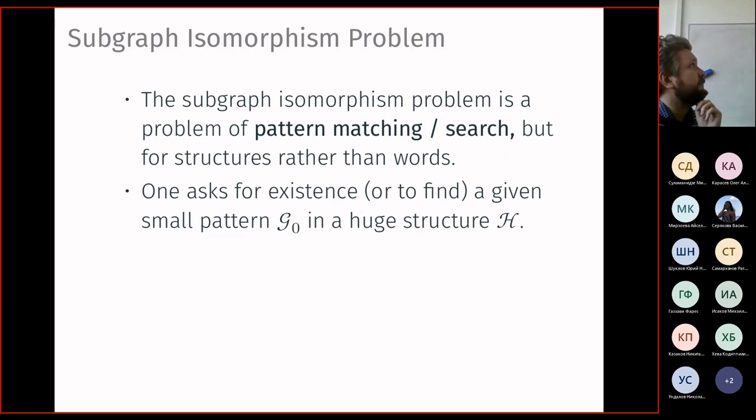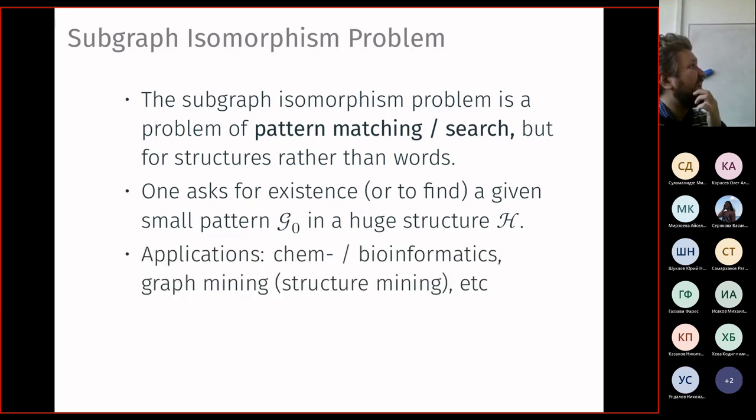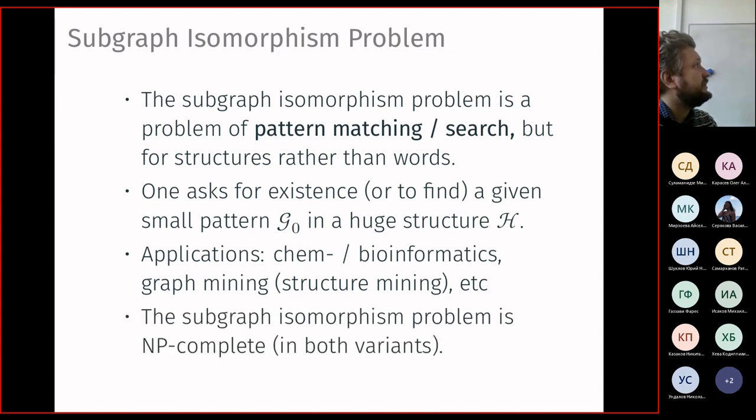So it's basically the same. And you will have many applications in bioinformatics, chemical informatics, and what they call graph mining. So it's the same as data mining, but not for data which is structured as text or strings of symbols, words, but as graph structure. And in both variants, this subgraph isomorphism problem is going to be NP-complete. Unlike just the graph isomorphism problem, where we don't know, here we have the formal theorem that it is NP-complete.